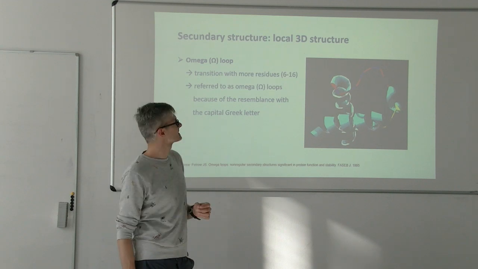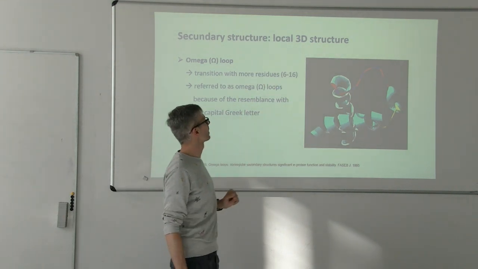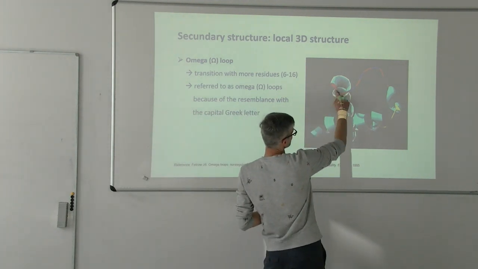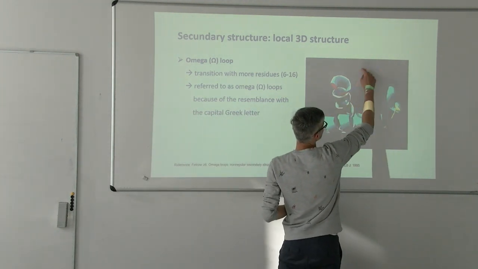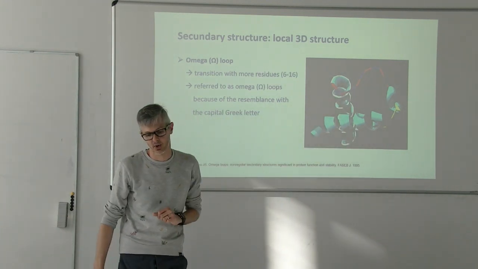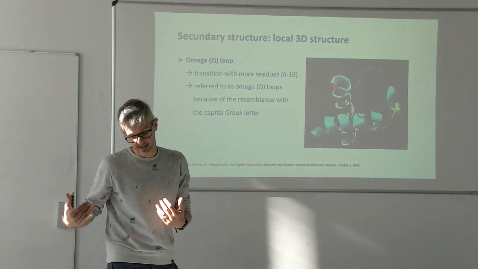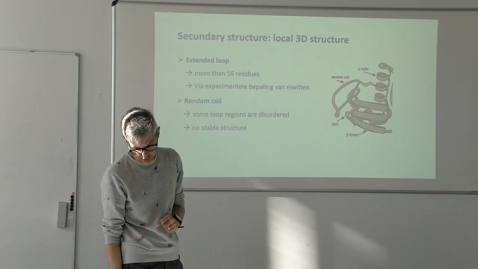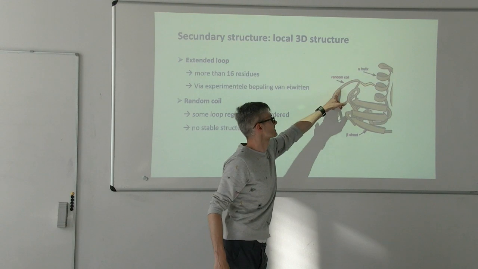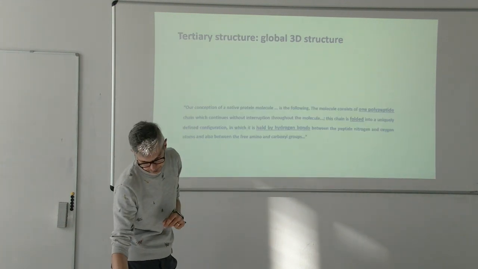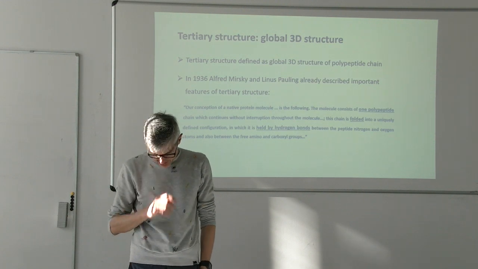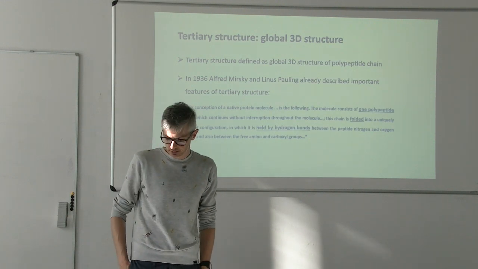A bit longer, 6 to 16 amino acids long, is the omega loop. And why the omega loop? Because they actually form something like the Greek letter omega, like this. This is why we call them omega loops. And then you can have even longer loops. This is then the extended loop or the random coil, as is for example shown here. That's also possible. So that's for the secondary level.